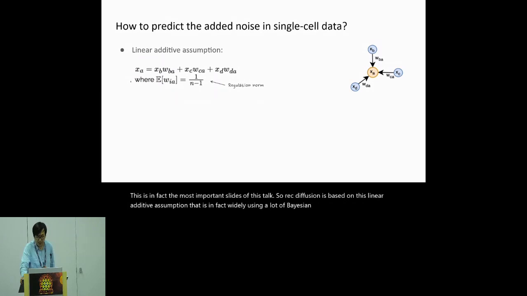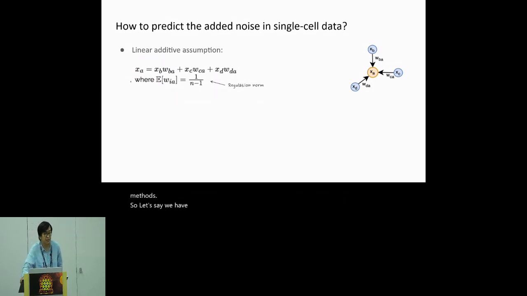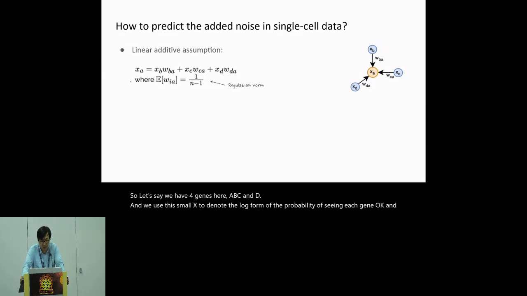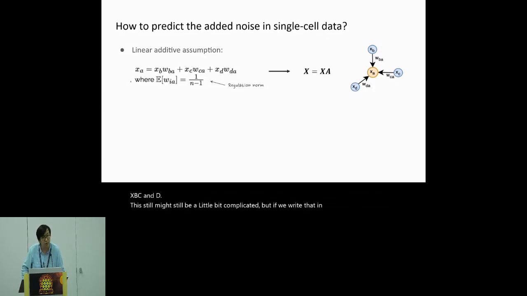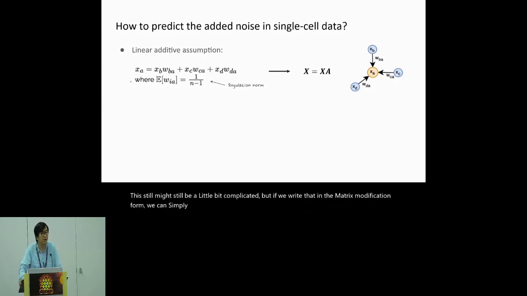Let's say we have 4 genes here, A, B, C, and D, and we use the small x to denote the log form of the probability of seeing each gene. The linear additive assumption simply says that x_A will equal the weighted sum of x_B, x_C, and x_D. This might still be a little bit complicated, but if we write it in matrix multiplication form, we can write it in this very simple version: X equals XA, where the capital X is a gene expression table and the capital A is the adjacency matrix.